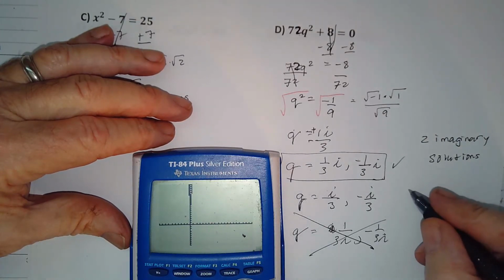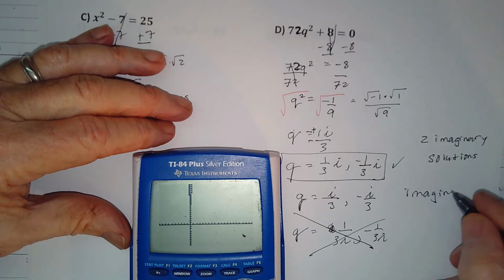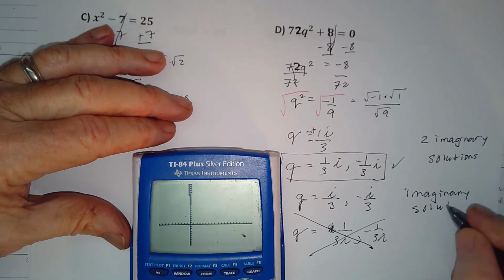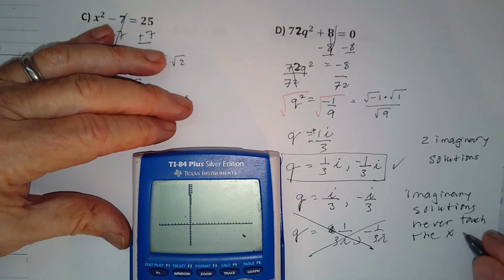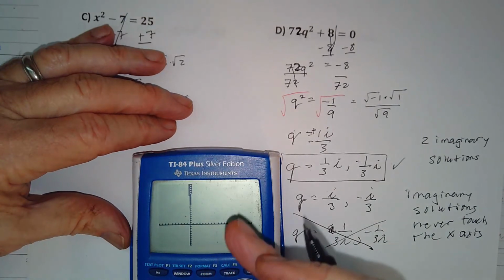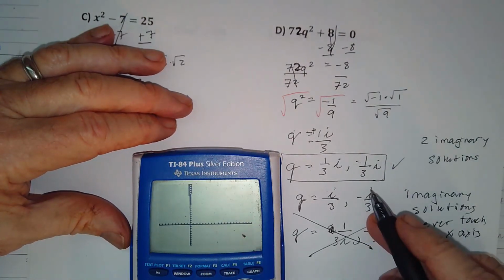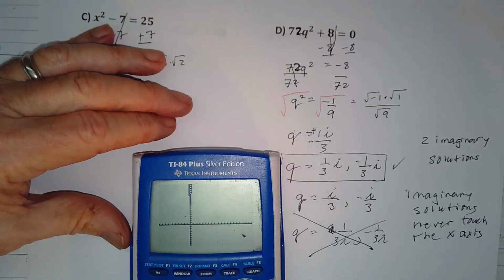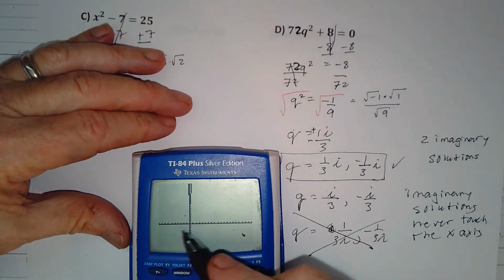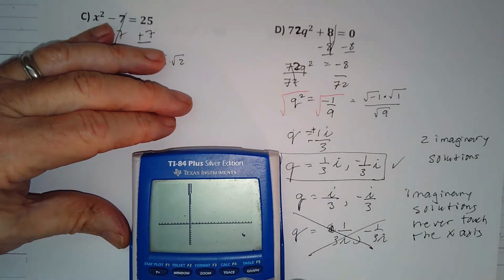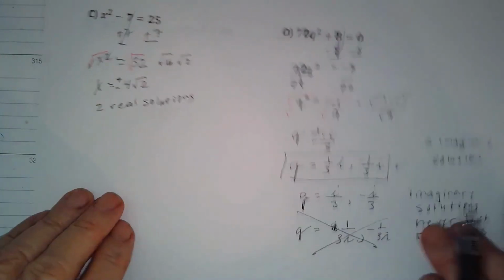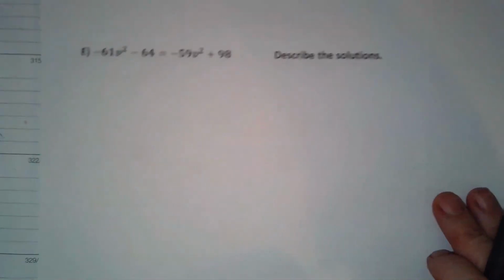So imaginary solutions never touch the x-axis. That's part of the reason why they're imaginary. There is no solution for them when y equals 0. Just none. And that's what's happening here. If there was a solution for x when y equals 0, you would have seen it along the x-axis, and it's not there. Okay? All right, so one of the interesting mysteries of quadratics.